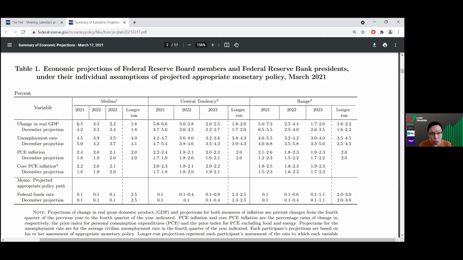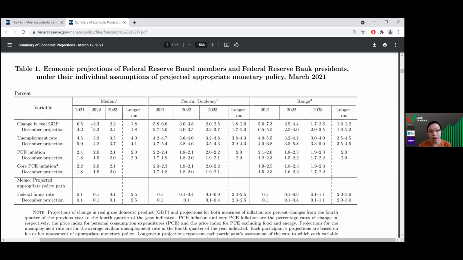So, for 2021, for example, the Fed is actually projecting GDP to be 6.5%, okay? Now, will they actually revise upwards or downwards? This is something that we need to pay attention to.